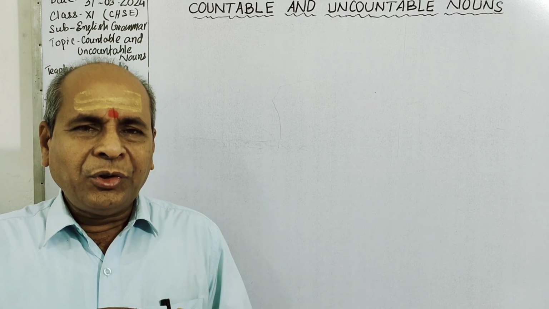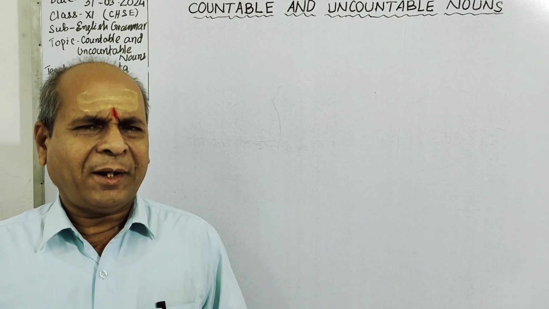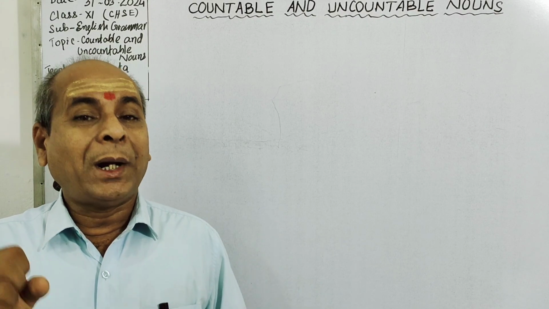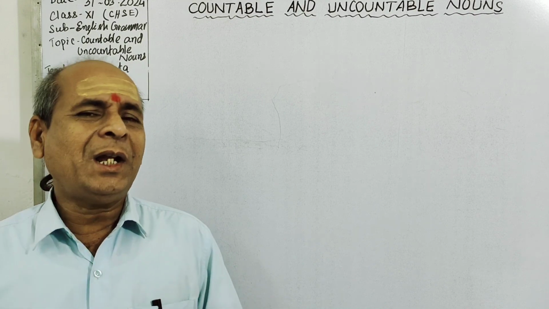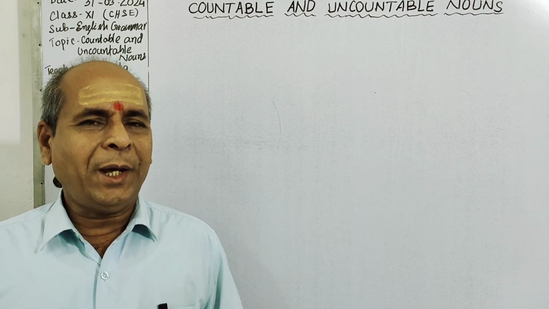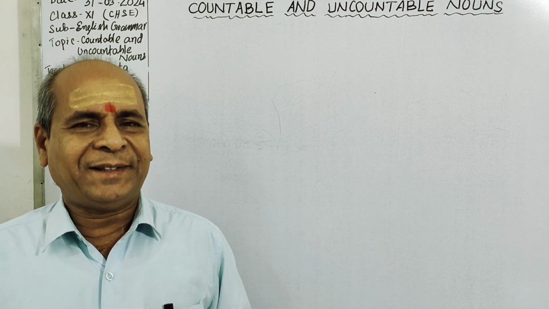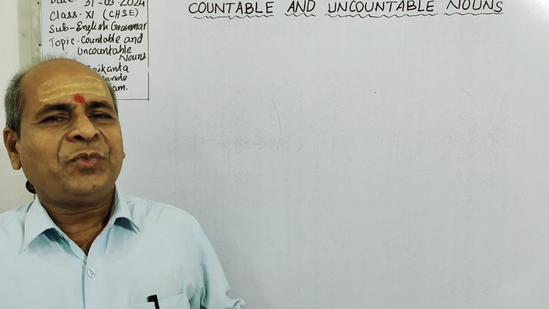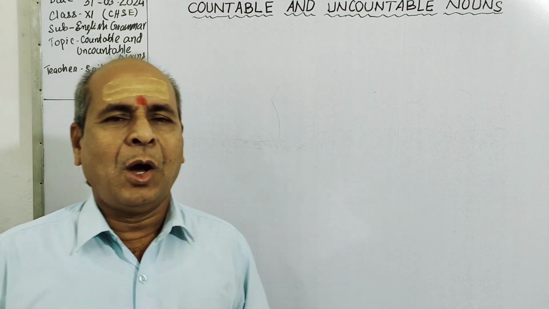That we can count, they are countables. Pen, pencil, etc. They are countables. But water, milk, oil, we cannot count them. So they are uncountable nouns. So today we will discuss countable and uncountable nouns. Come, let's discuss them with some examples. You see, I am writing two sentences on the whiteboard.